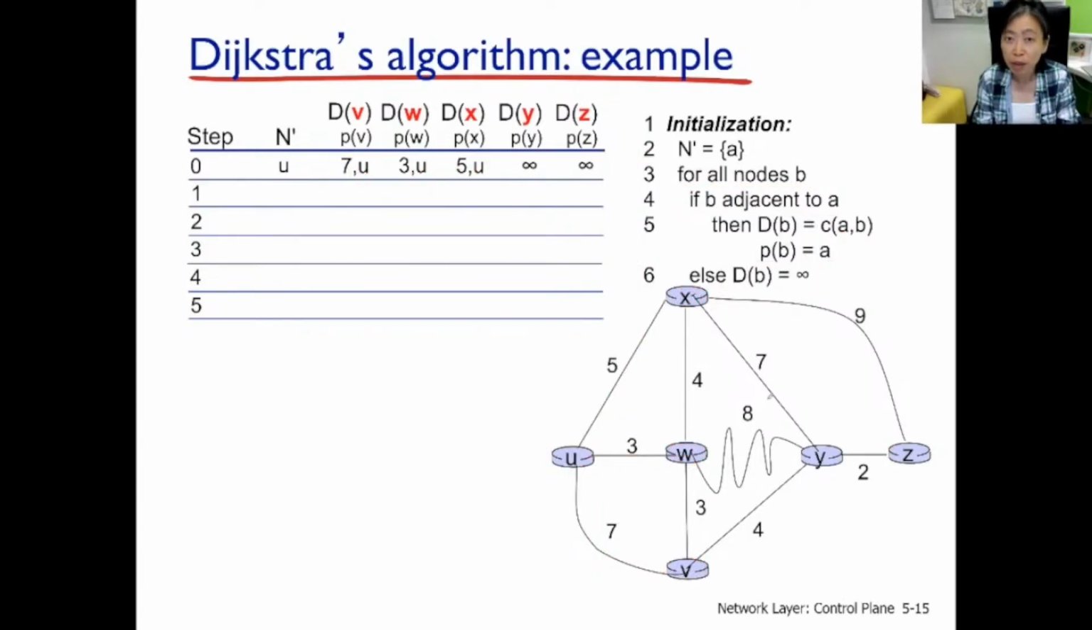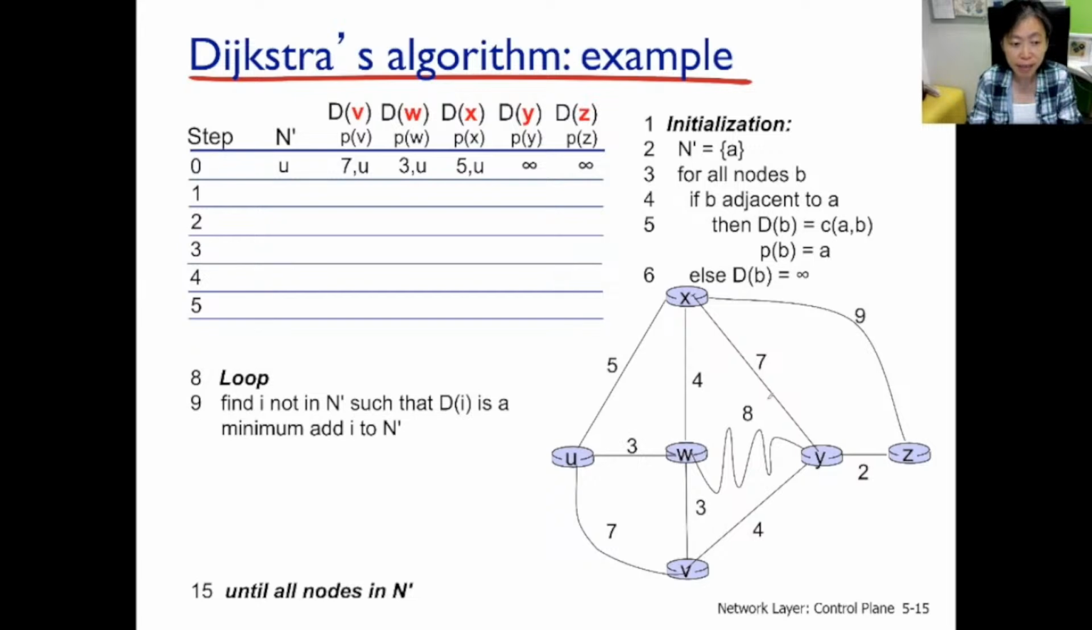Now, entering the looping phase. First thing we do in the looping phase is what? To find the I that is not yet in N prime such that the shortest distance to I is the minimum, and we add that I to N prime.